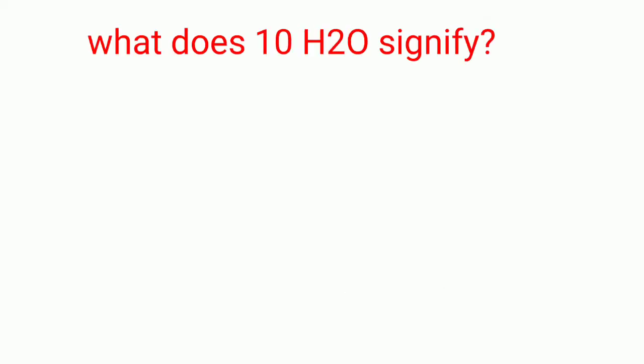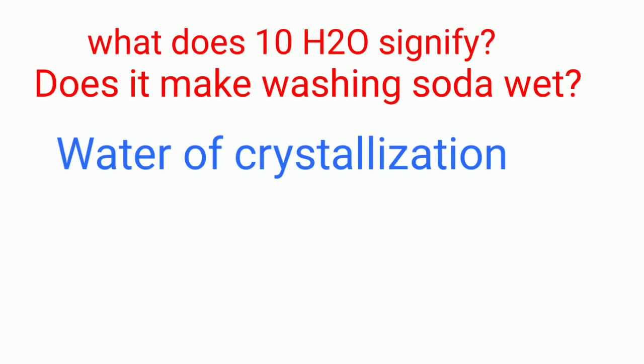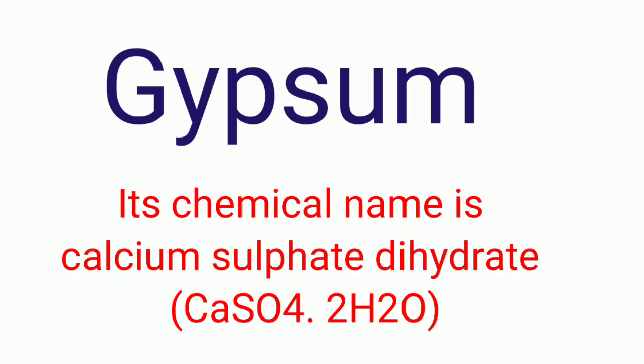Now, you would be able to answer the question: what does 10H2O signify? Does it make washing soda wet? The 10H2O in washing soda is also water of crystallization and it is not wet. One more best example of water of crystallization is gypsum. It has 2 water molecules of crystallization.